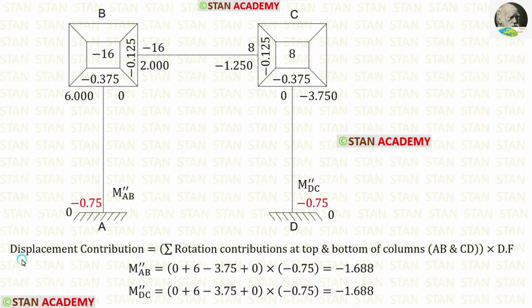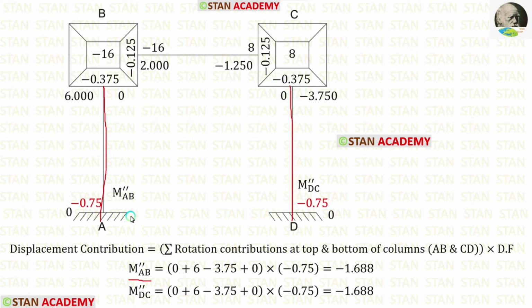Now we are going to find the displacement contributions. The formula is summation of rotation contributions at the top and bottom of columns into displacement factor. First, let us find M''-AB. In this frame, there are two columns, column AB and column CD.